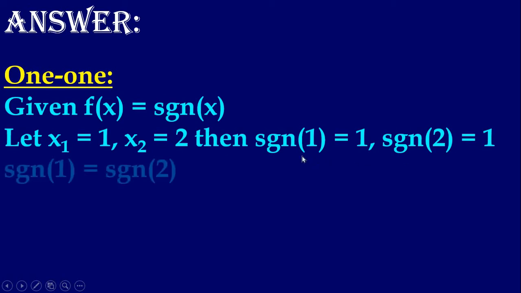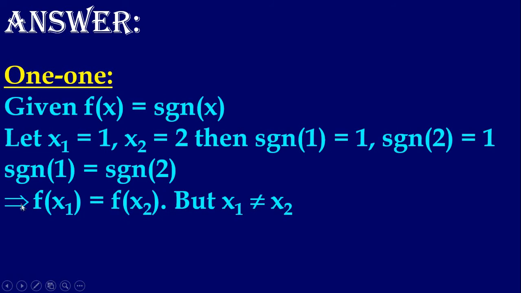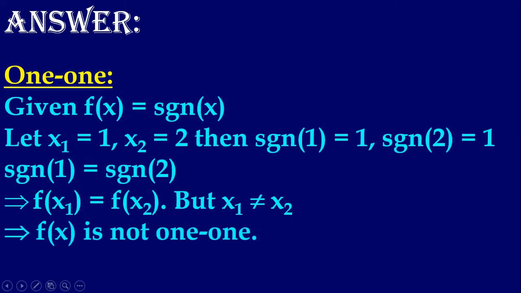Now here signum function of 1 is signum function of 2. But 1 and 2 are not equal. So therefore we can write here f of x1 equal to f of x2. But x1 is not equal to x2. So therefore this function is not 1, 1. So this function is not 1, 1 function.